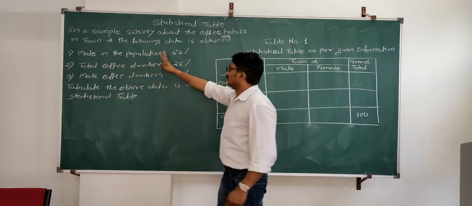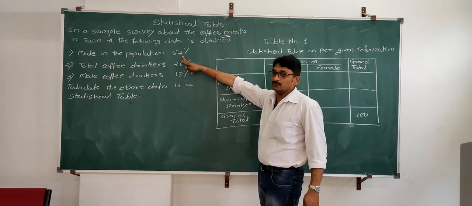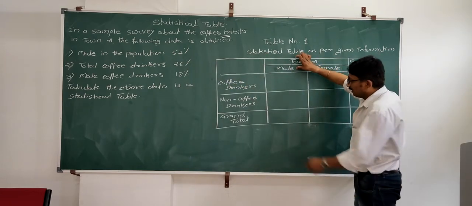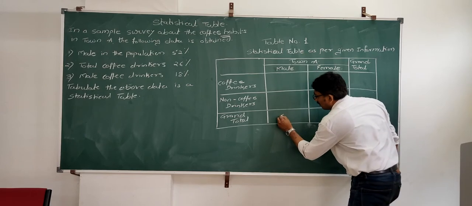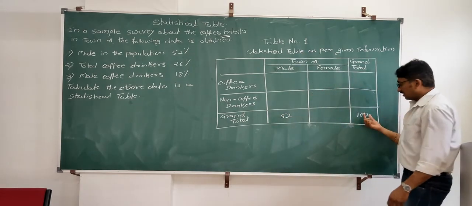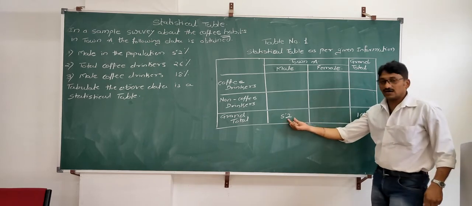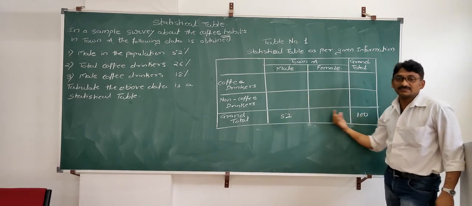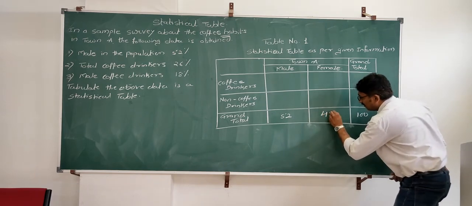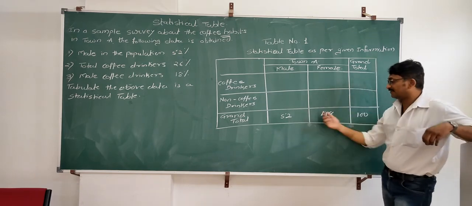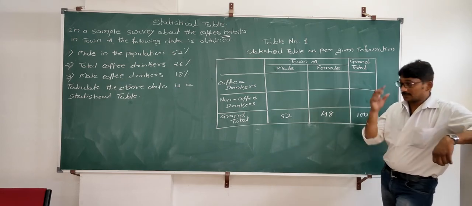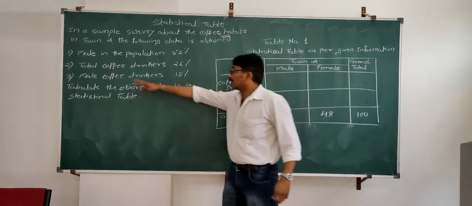Now let's start one by one. Male in the population. How much percent? 52%. Check out where is male. Male in the population, so male grand total column, 52%. Means out of 100 persons, 52 are male. Means the remaining 48 are female. That is 100 minus 52, 48. Just you have to balance the columns like this. We will go to the next one.